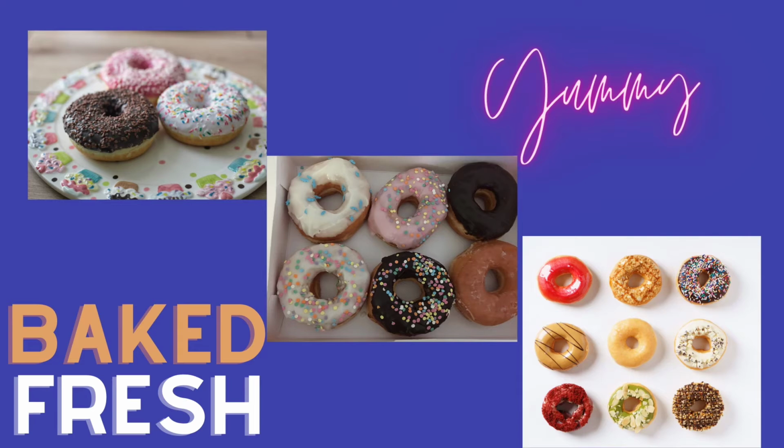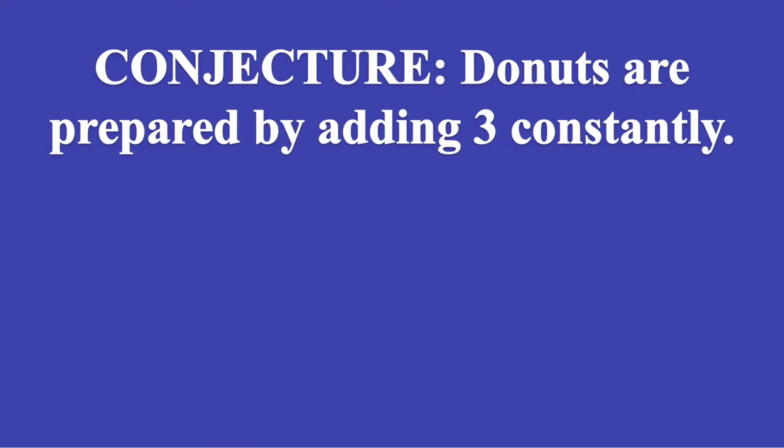Second example is the prepared freshly baked donuts. On the first plate, there are 3 donuts. On the second preparation, there are 6 donuts. And in the third preparation, there are 9 donuts. What happened to the number of donuts from the first preparation up to the last preparation? The conjecture is that donuts are prepared by adding 3 constantly.